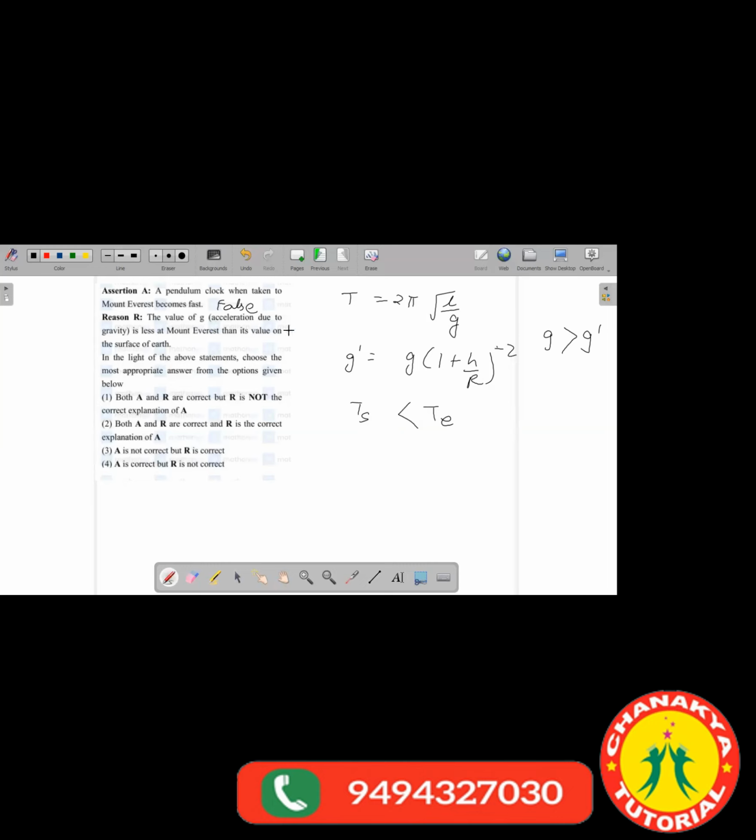Assertion is false. And let's see the reason. The value of g, acceleration due to gravity, is less at Mount Everest. Of course, we have got the value of g is less at Mount Everest. So this is true, and here we have reason is true. So which option should we take here? Option 3. Option 3, A is not correct, but R is correct. That is option 3. Okay, so let's move to the next one.